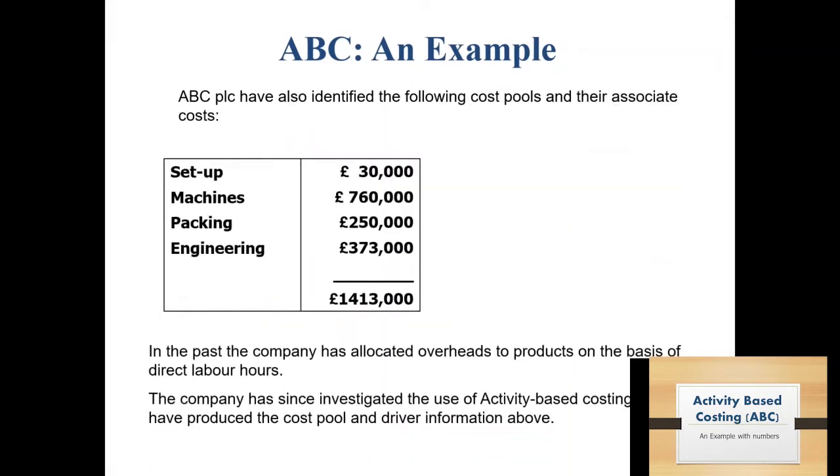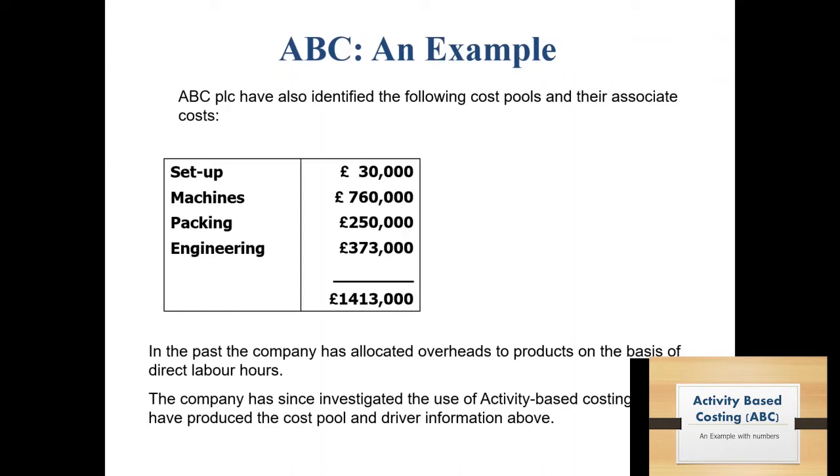ABC PLC also have identified the following cost pools and their associated cost. Setup, 30 machines, 760,000, packaging 250K, and engineering 373K. The total is 1.413 mil. These are our cost pools, and obviously for our question they're just 4. In reality there will be hundreds of them. So that's why you will not see much difference in question on activity-based costing and absorption costing.